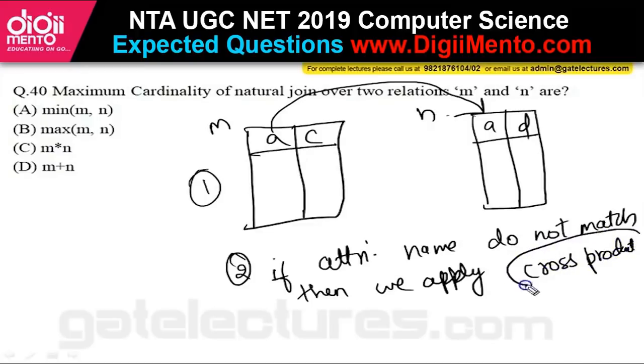Do remember this point. It is very important. They do ask many questions converting in one way or another. Always remember, when the attribute names are not matching in natural join, then we will apply the cross product. And in the cross product, all the tuples from here will be joined with all the tuples here. So it is basically M cross N. All the attributes will be present. So the answer is clearly C here.